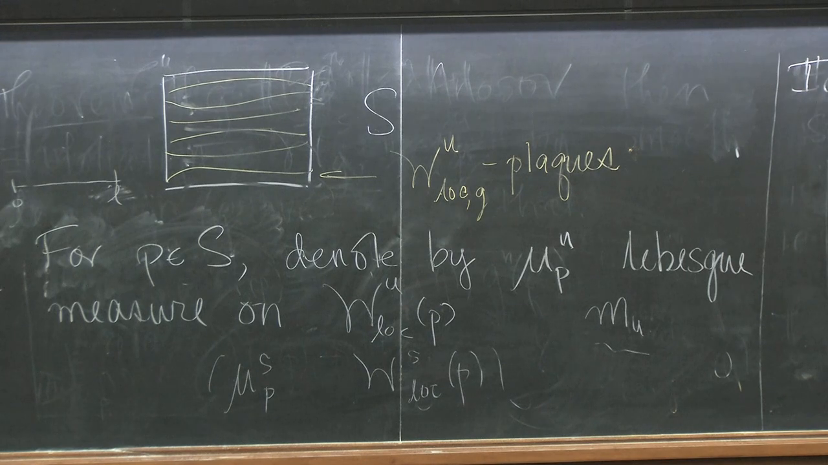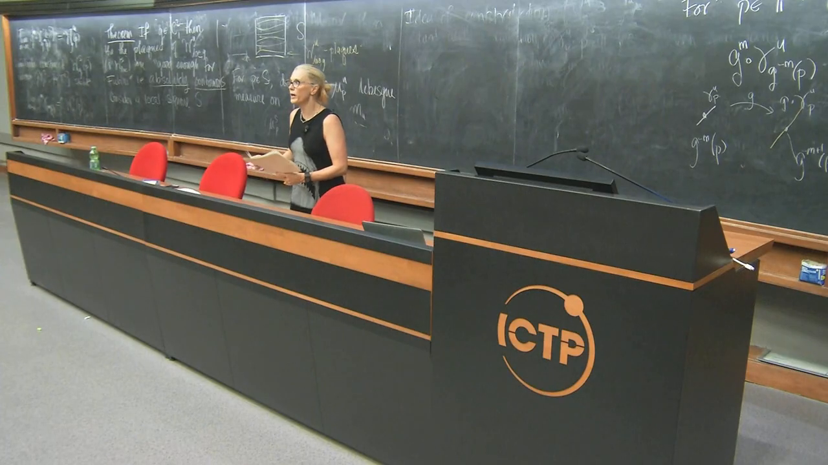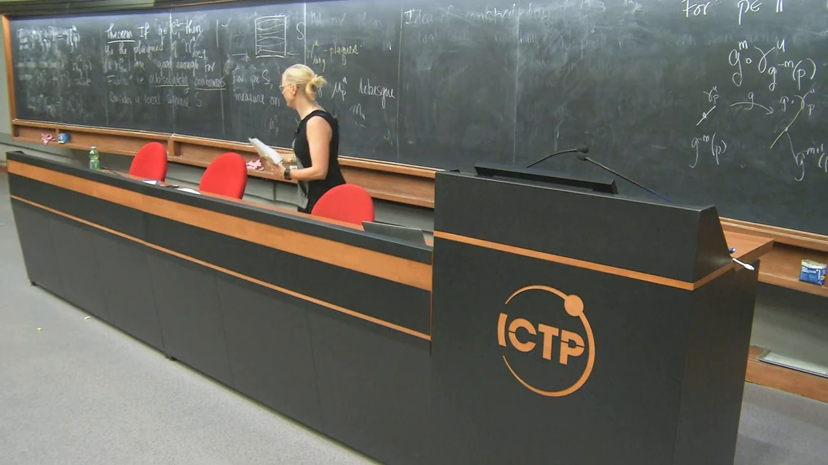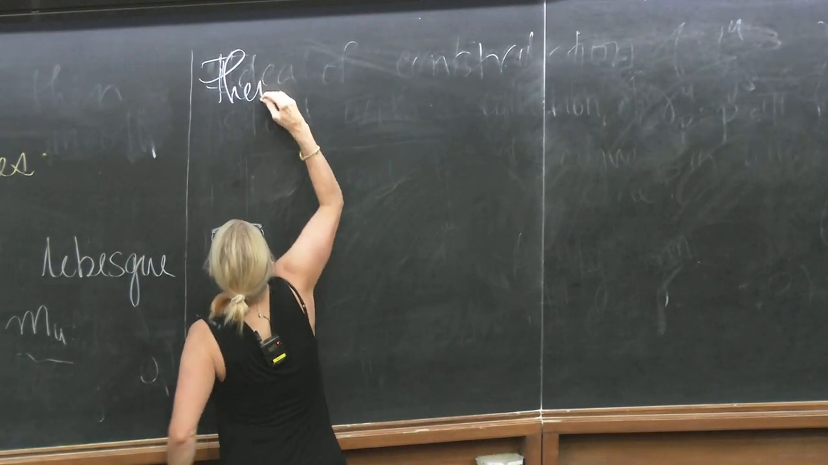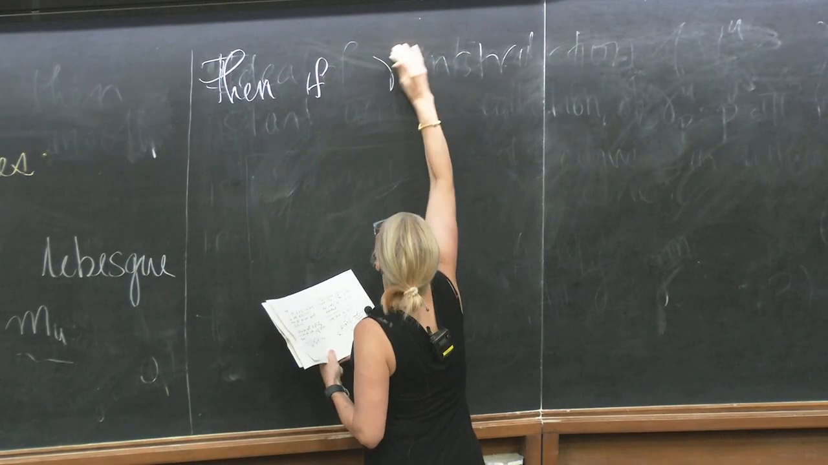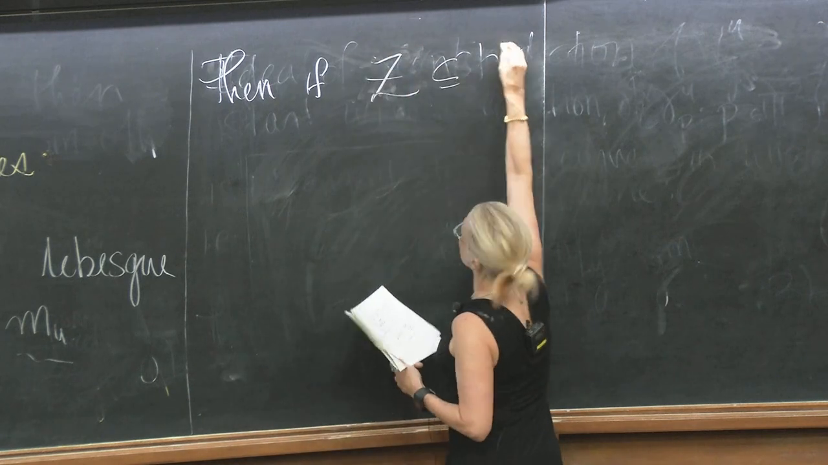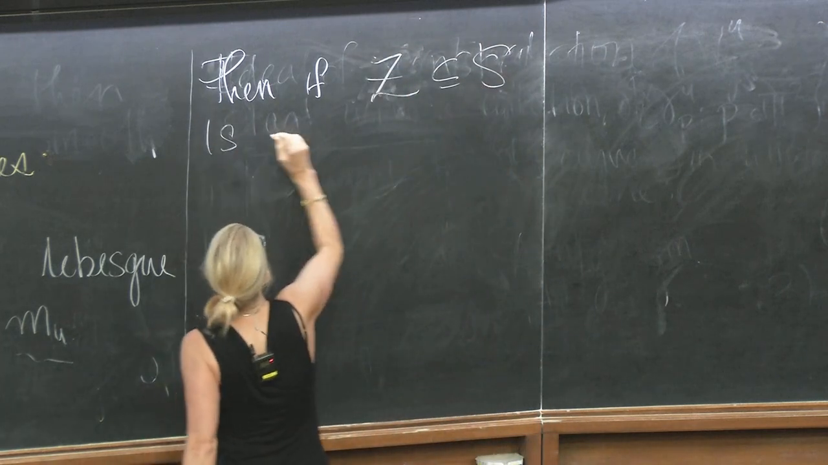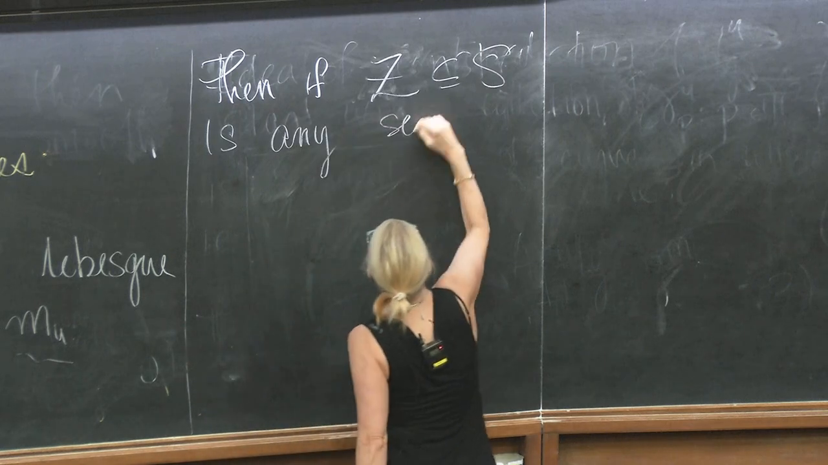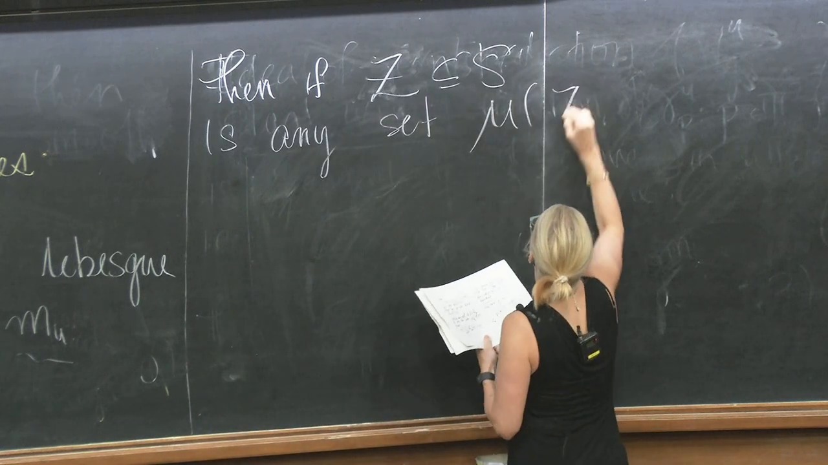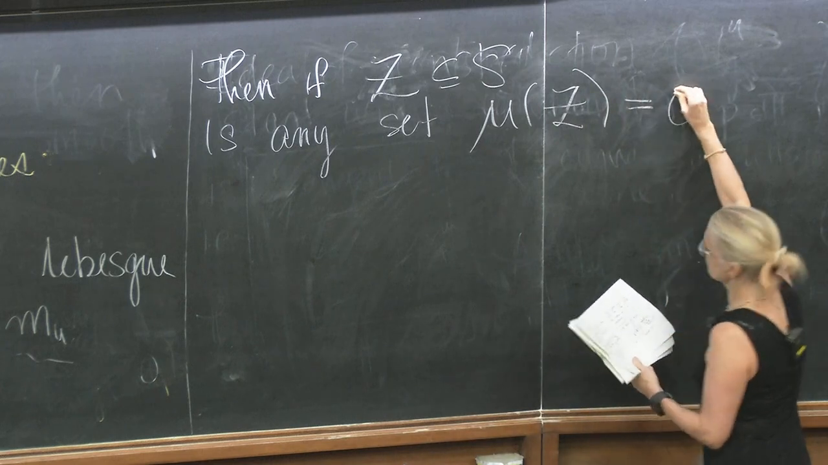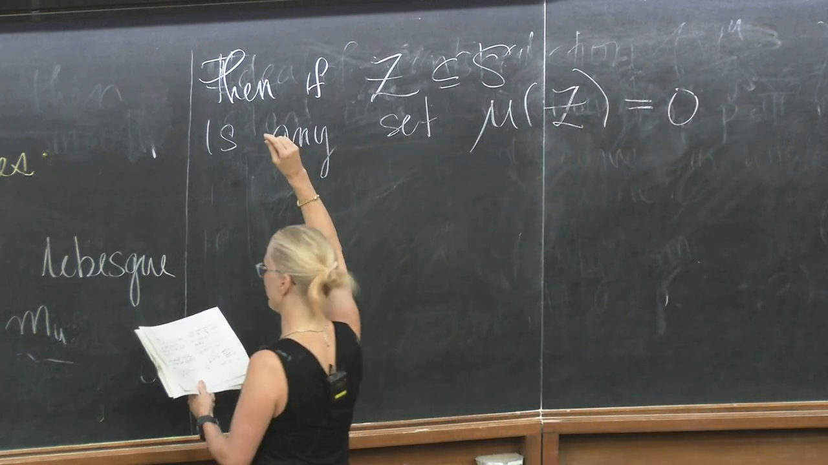The idea is that these unstable plaques behave well with respect to Lebesgue measure. So Lebesgue measure on the leaves gets along well with Lebesgue measure in the square. So then, if Z inside of the square is any set with Lebesgue measure 0. So this is the first property.